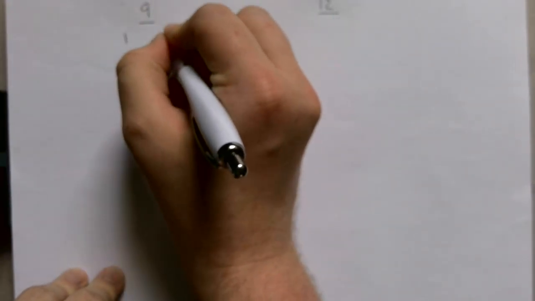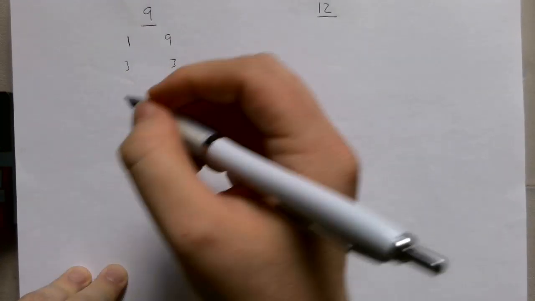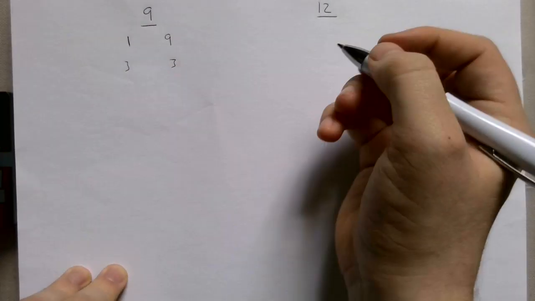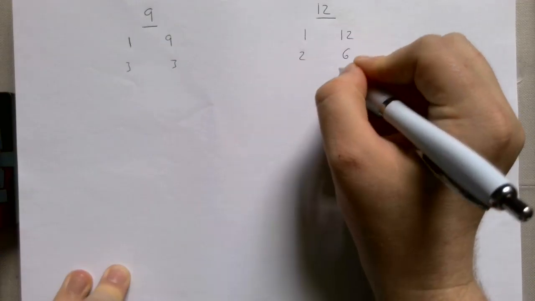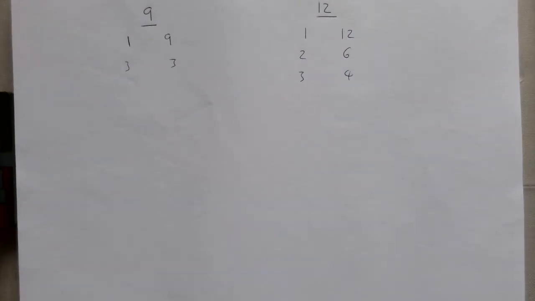So if we were trying to find it for 9 and 12, we start by writing down the factors of each number. So 1 goes in 9 times, 2 doesn't go, 3 goes in 3 times, 4 doesn't go, so I move on to 12. 1 goes in 12 times, 2 goes in 6 times, 3 goes in 4 times, 4 we've just seen, and 5 doesn't go. So there's our factors.